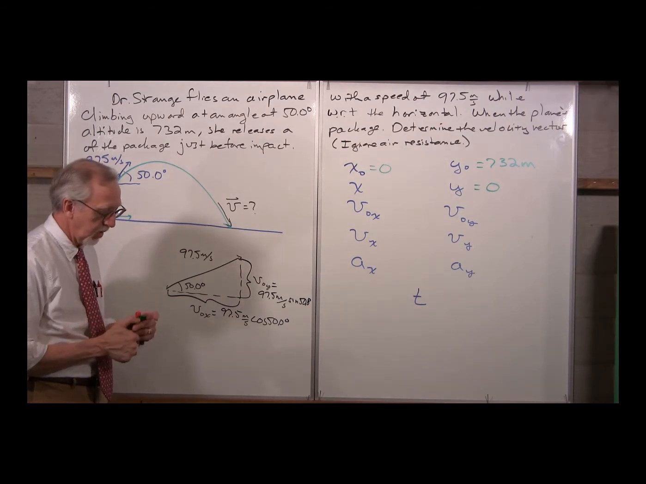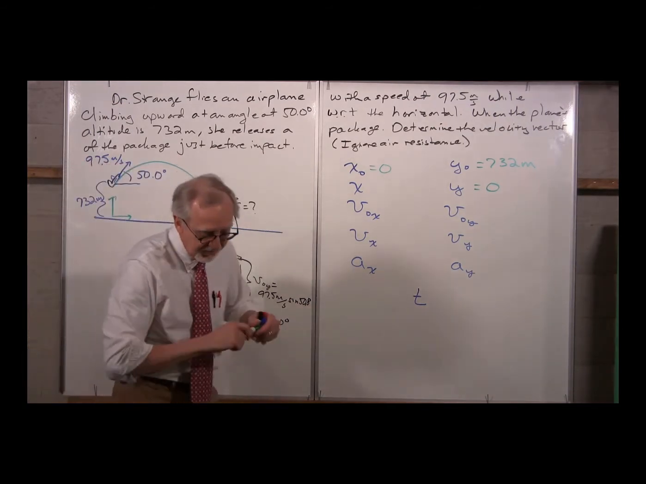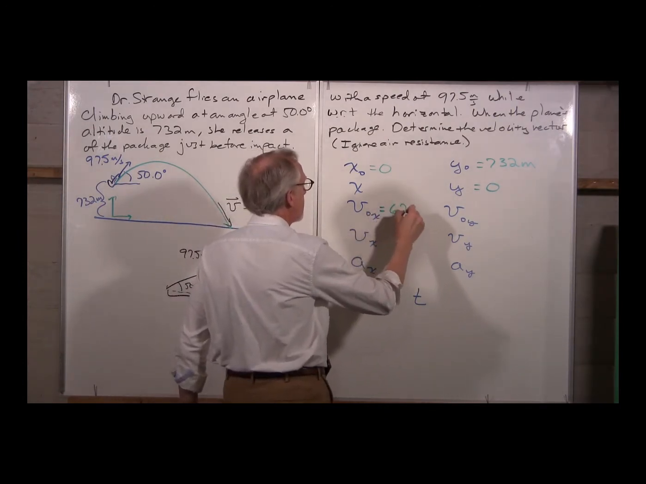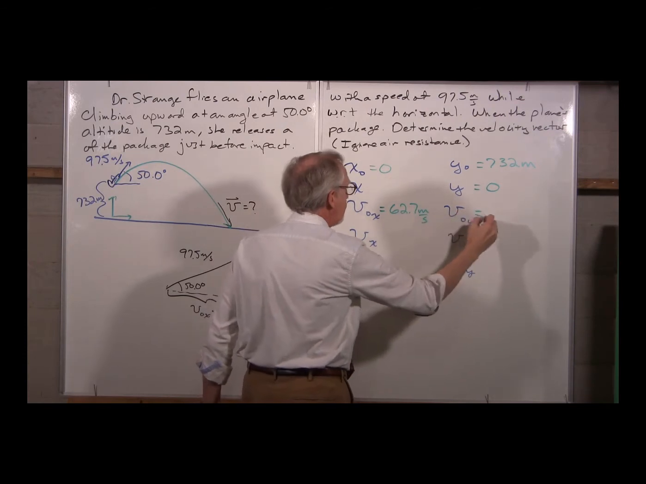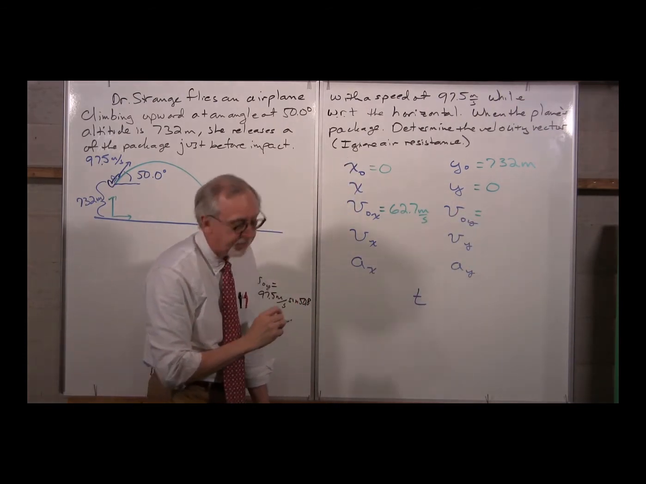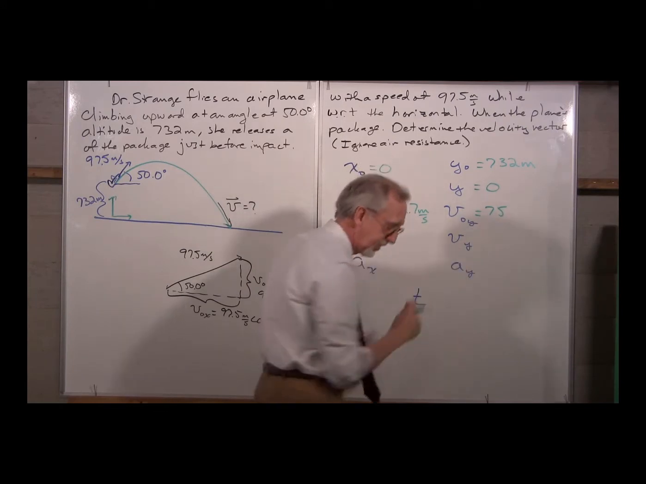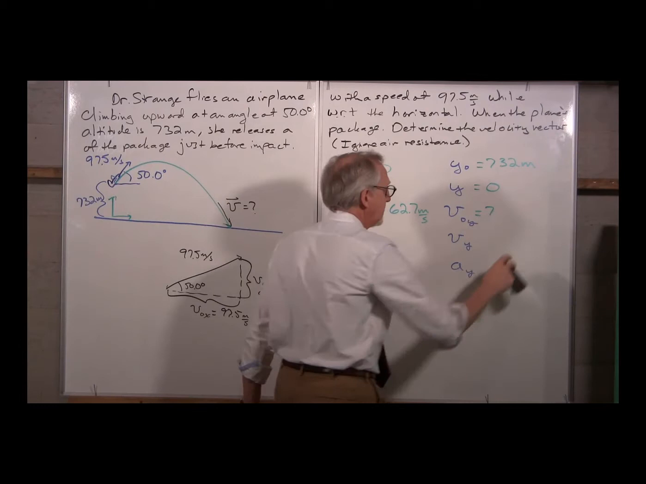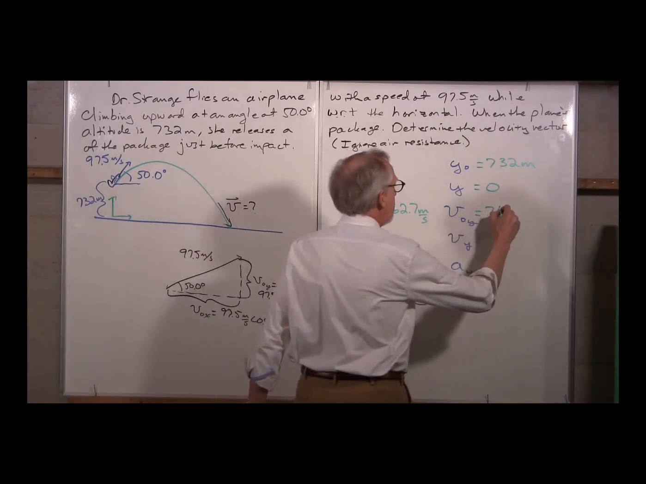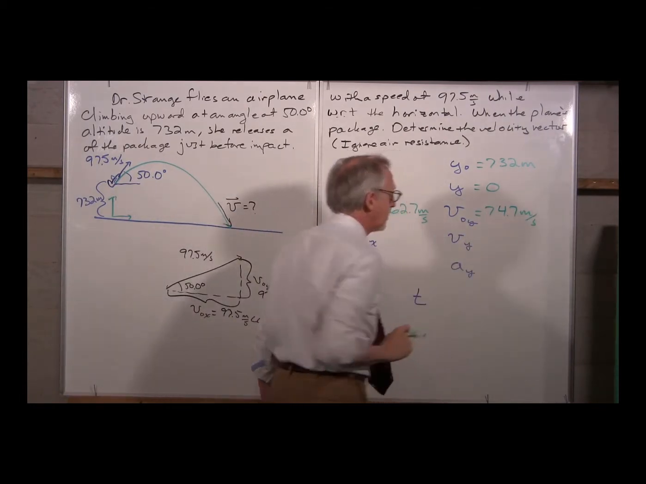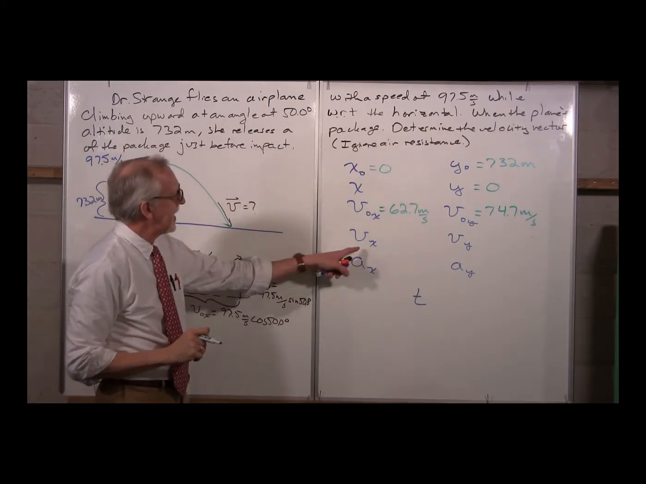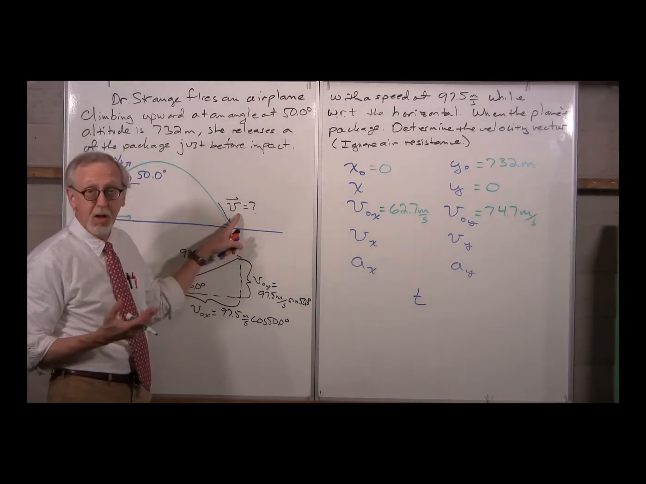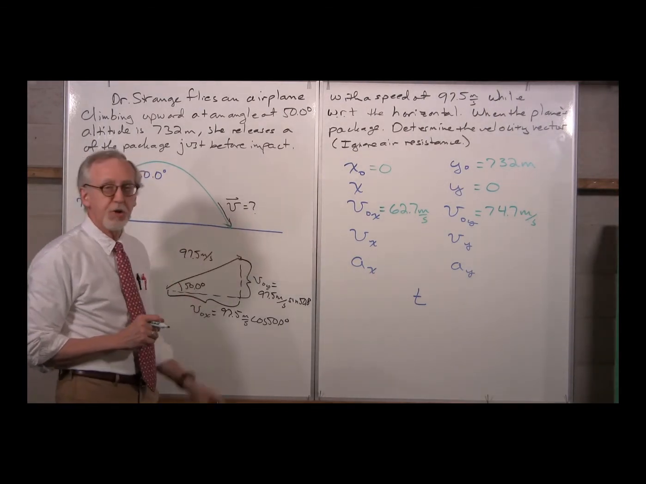Multiplying those out, and what do we get? We get that V naught x is 62.7 meters per second, and V naught y is 74.7. Sorry, my apologies, 74.7 meters per second. Good. Now, Vx, Vy, the final components of the velocity, what are those? Well, we're not sure, so we'll leave those blank for the moment.